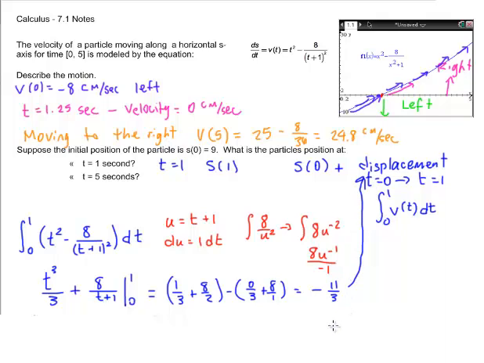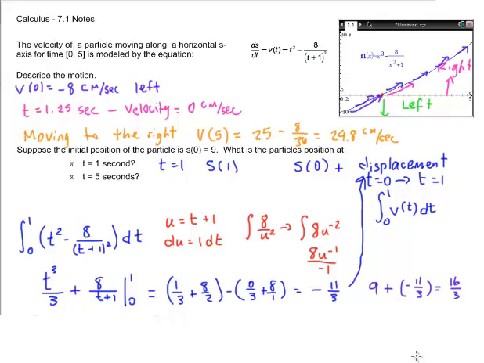And in order to figure out how far I traveled, I'm just going to follow my equation here. My initial position plus my displacement. So initial position, which is 9, plus displacement, which is negative 11/3. That's going to get me how far my particle actually traveled, which is going to be 16/3. So it's not a terrible process to go through.